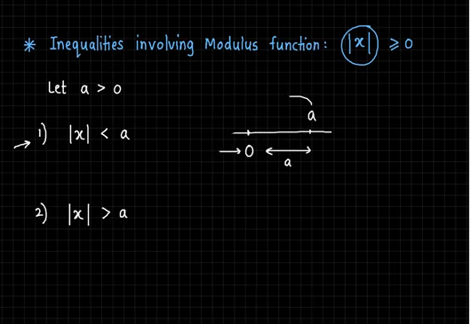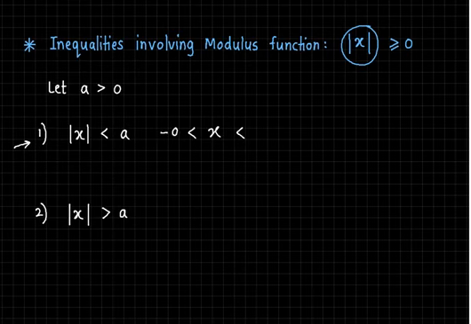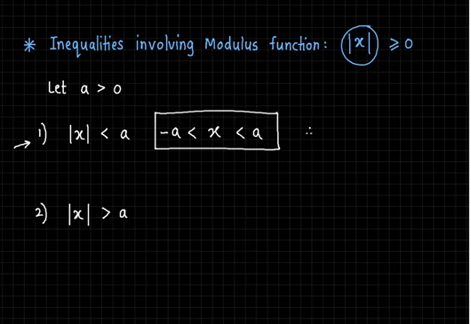So here we have the conclusion for this type of inequality: x must lie between minus a and a. That's how we remember it. If you want to show it in terms of interval notation, we say that x must belong to the open interval minus a to a. You see, we don't want to include the values minus a and a themselves.